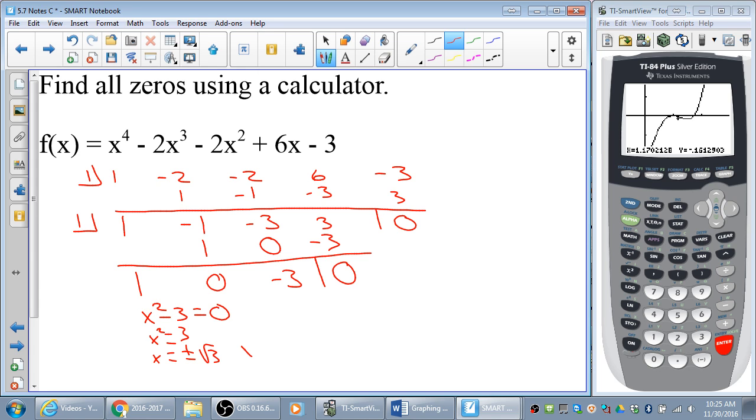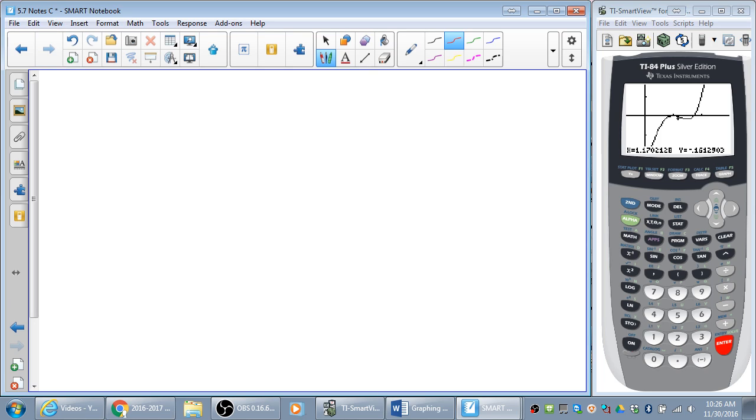And then x equals 1, and we say multiplicity of 2. So in other words, it counted twice. There's your 4 answers, because if it's an x to the 4th, we need 4 answers. Ta-da!